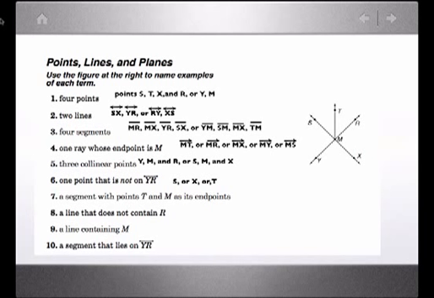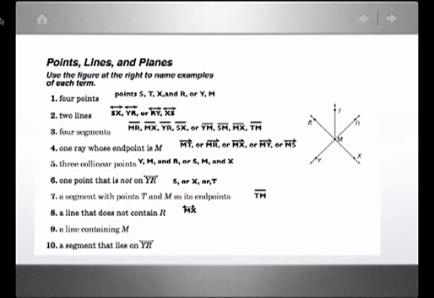Number 7 asks us for a segment with points T and M as its endpoints. There's only one, but we could have named it segment MT. Remember, with a segment, it doesn't matter which direction we start naming the points. 8 asks us for a line that does not contain the point R. That would be the line MX.